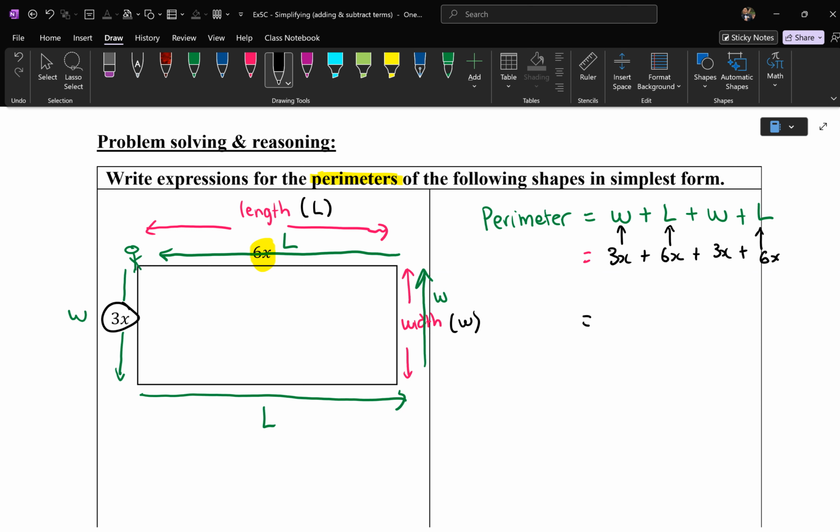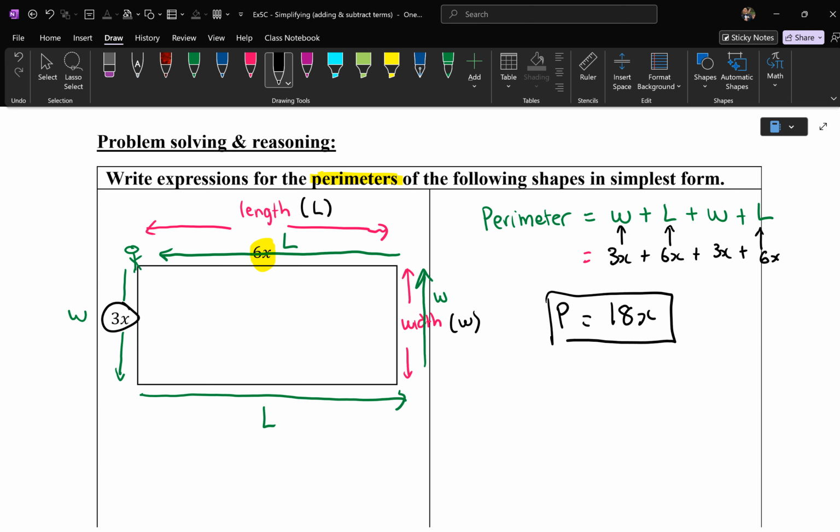Thanks, team. It's disrespectful. 3x plus 6x plus 3x plus 6x. They're all like terms because they all have an x. So what's 3x plus 6x plus another 3x plus another 6x? What does that give me a total of? Is it 12? No. 18, because 3 plus 6 is 9, and then 3 plus 6 again is 9. So together, it is 18x.